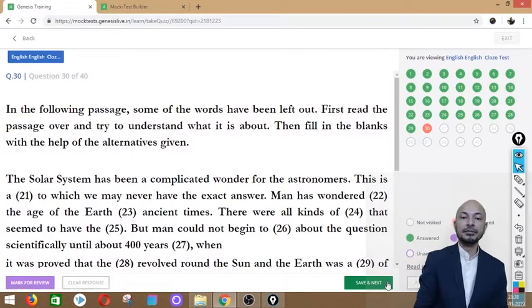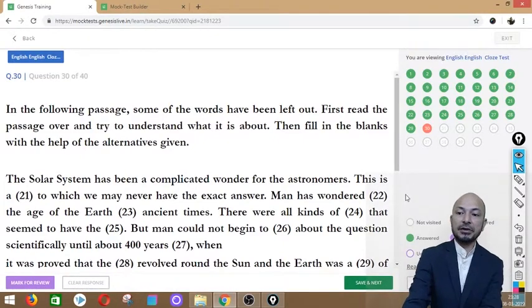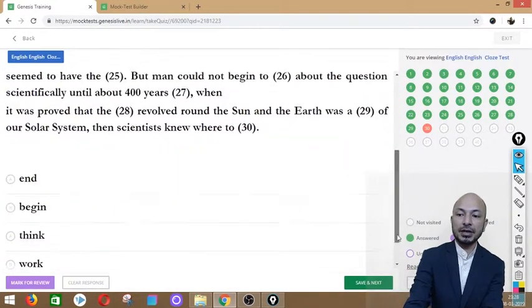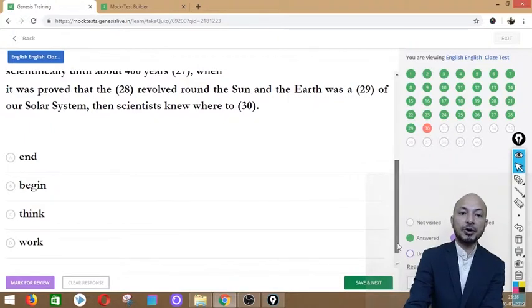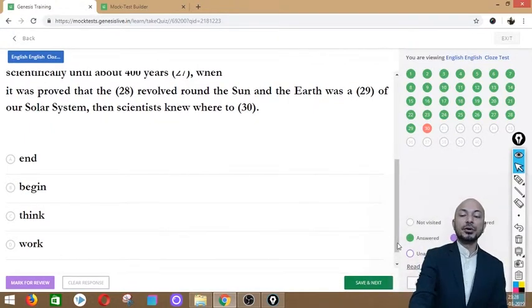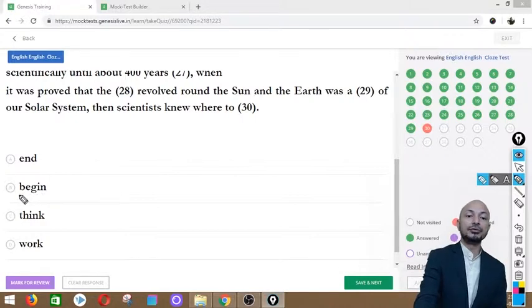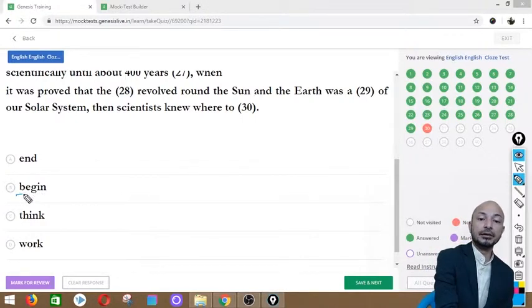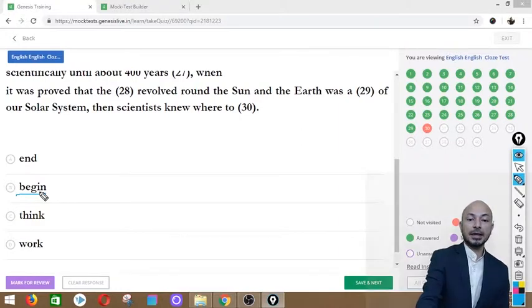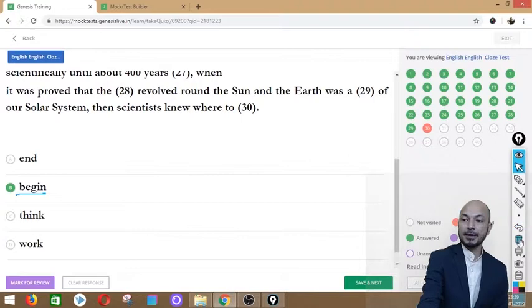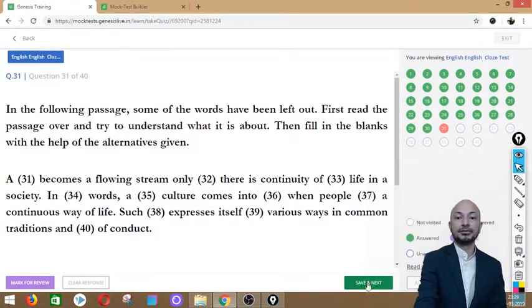Save and next. On to number 30, the very last bit of the passage. Once again, I'm going to scroll down right to the bottom. That the Earth was a part of our solar system. Then scientists knew where to. Options are end, begin, think, and work. And the correct option is option B, begin. Knew where to begin. So we're going to click option B and say save and next.